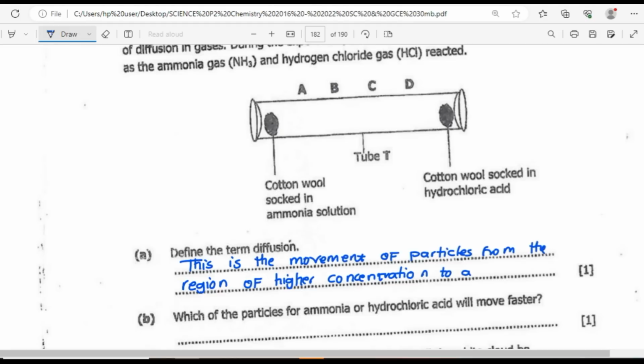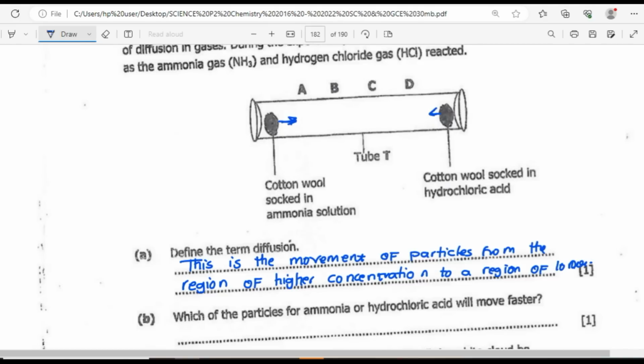To a region of lower concentration. Then which of the particles, ammonia or hydrochloric acid, will move fast? So remember, ammonia is here, so ammonia will go in this direction, then HCl will go in this direction. At each point the ammonia is at a higher concentration, so it has to move to the lower concentration. So we want to look at which of these will move the fastest.